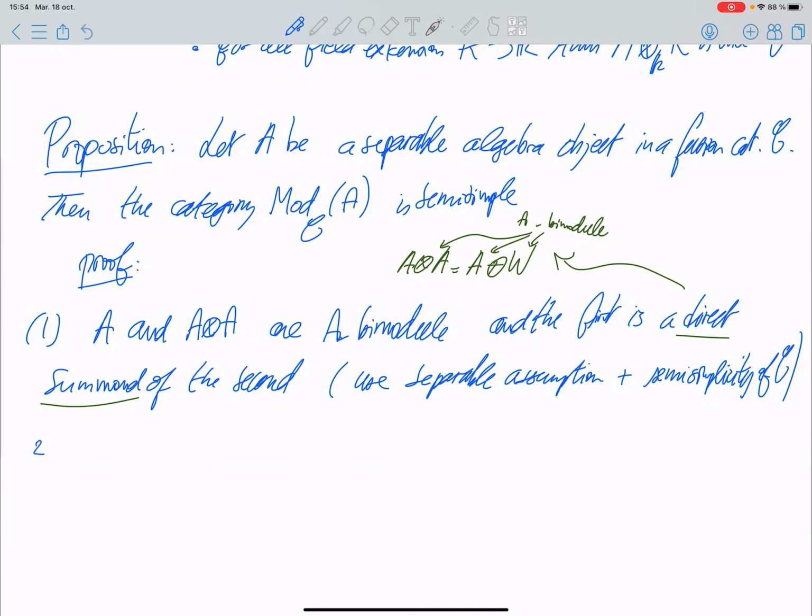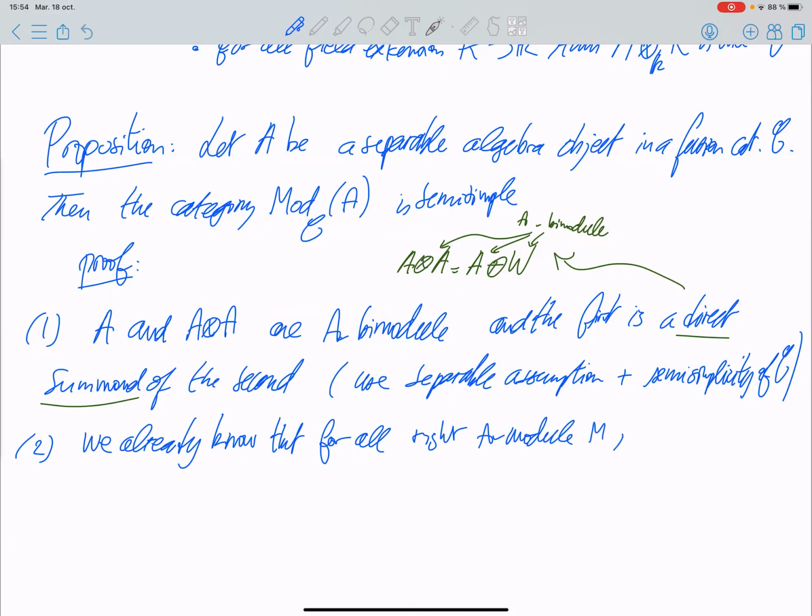So we saw yesterday that, so we already know that for all right A-modules M, A is the unit for the relative tensor product relatively to A. Next step.